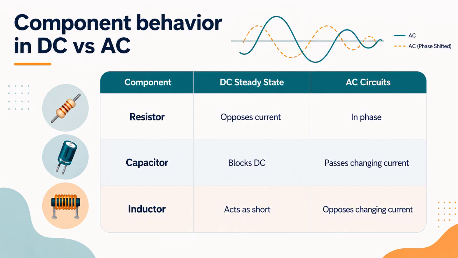Take a charged capacitor, for example. In a DC circuit, it completely blocks steady current. Done. But hit it with AC, that constantly changing voltage means the capacitor is always charging and discharging, so it effectively passes the current right through. Inductors do the exact opposite. An inductor acts just like a short circuit in steady DC, but it aggressively opposes changing AC current, creating high impedance. This little behavioral flip, that's literally the secret sauce behind transformers and induction motors.